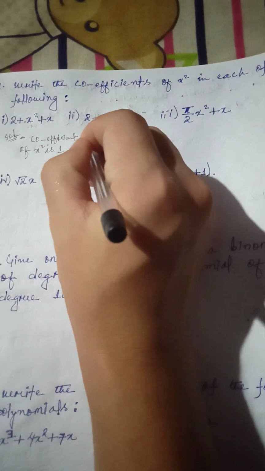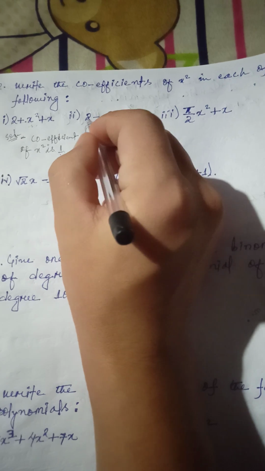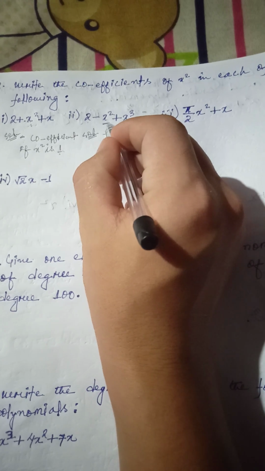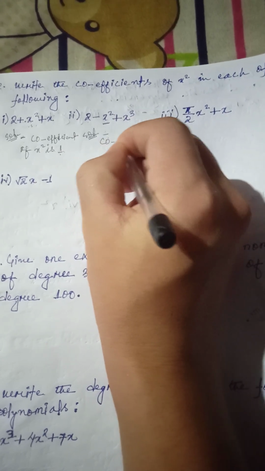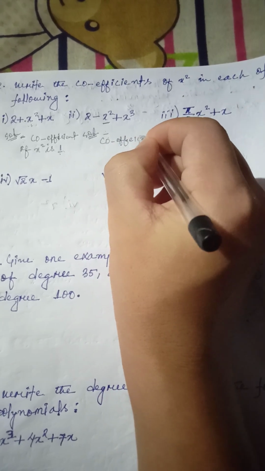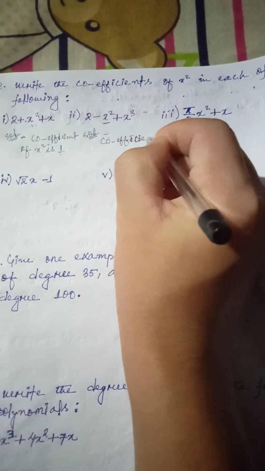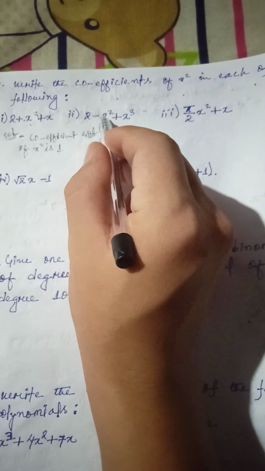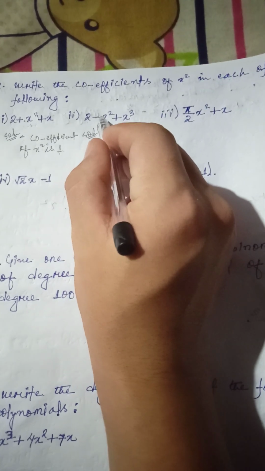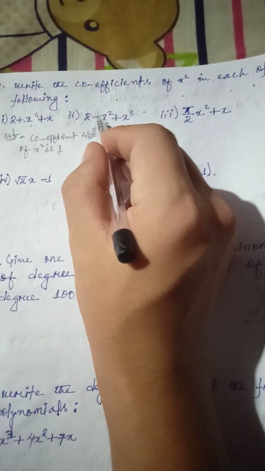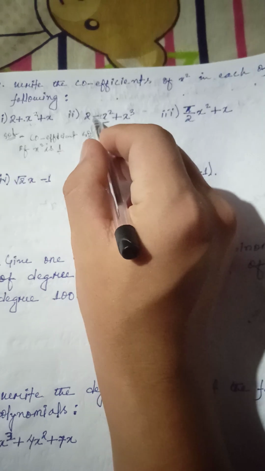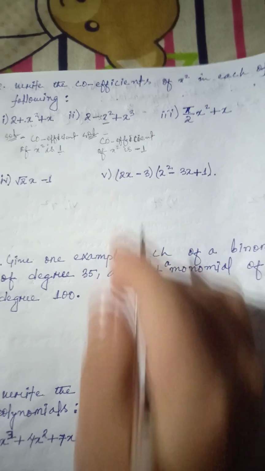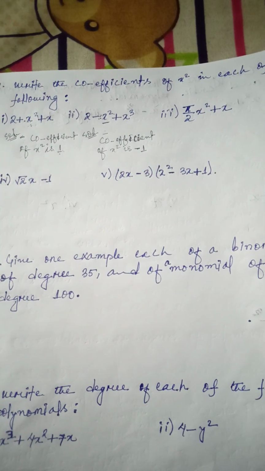Then let us proceed to Roman number 2. In Roman number 2, we can see 2 minus x squared plus x cubed. The question has asked us to find the coefficient of x squared. What is the number that we have just before this x squared? That is minus 1. As we already talked about, if there is no number here, it will be 1. Here the sign that we have is minus, which means the coefficient of x squared will be minus 1. Is it alright to all of you?